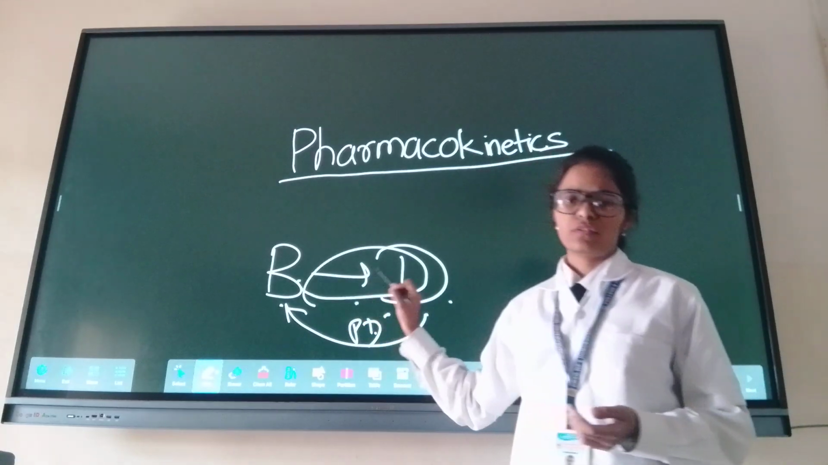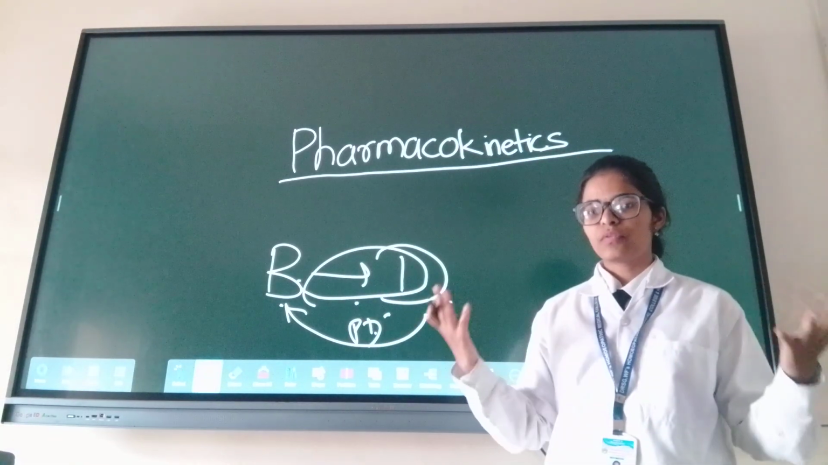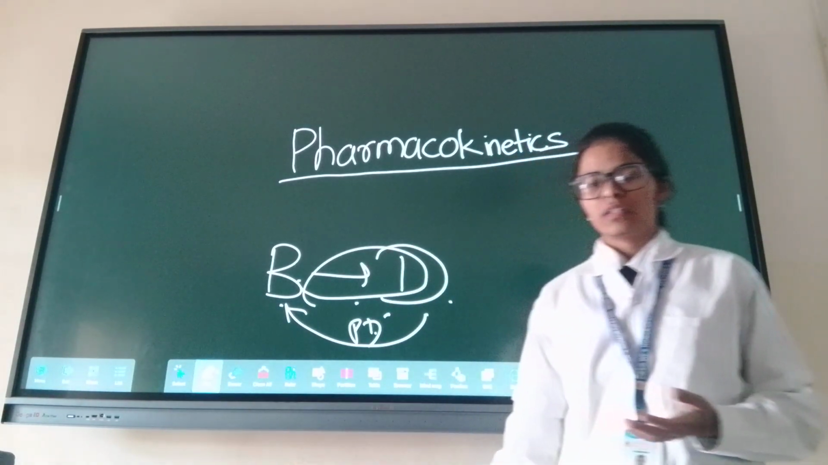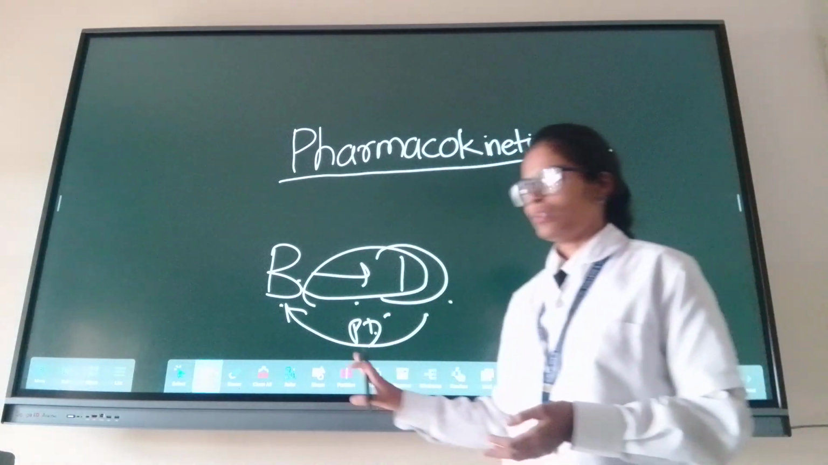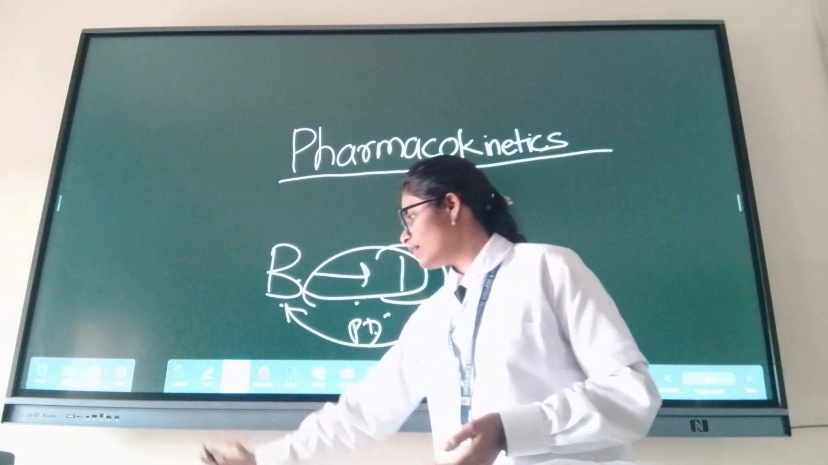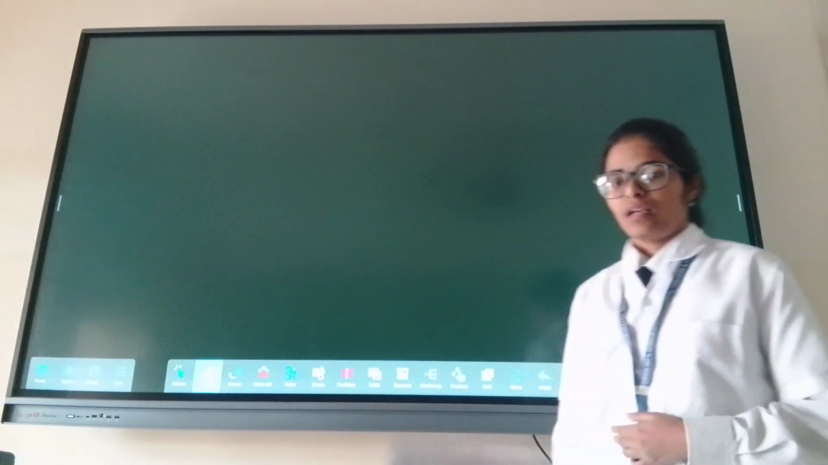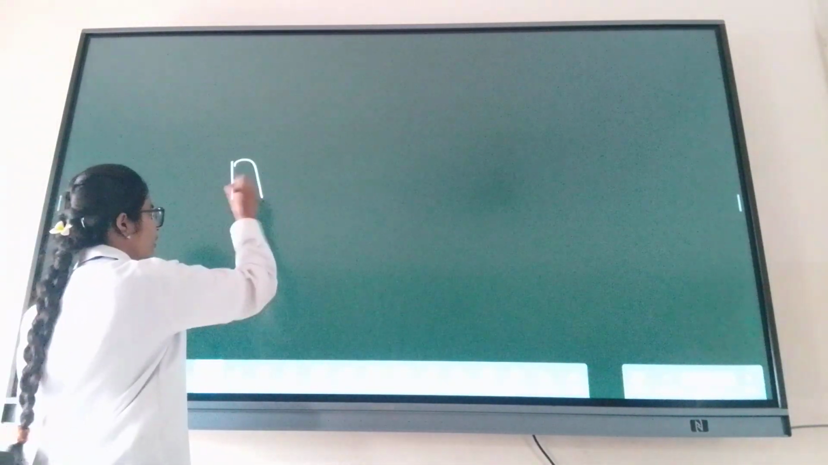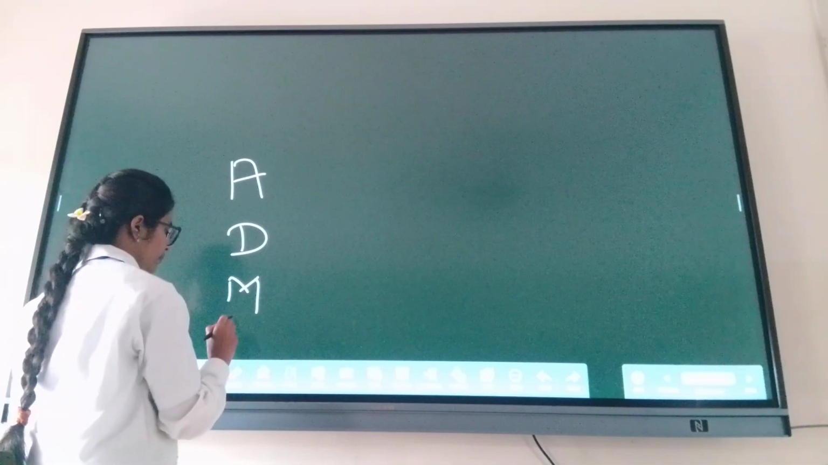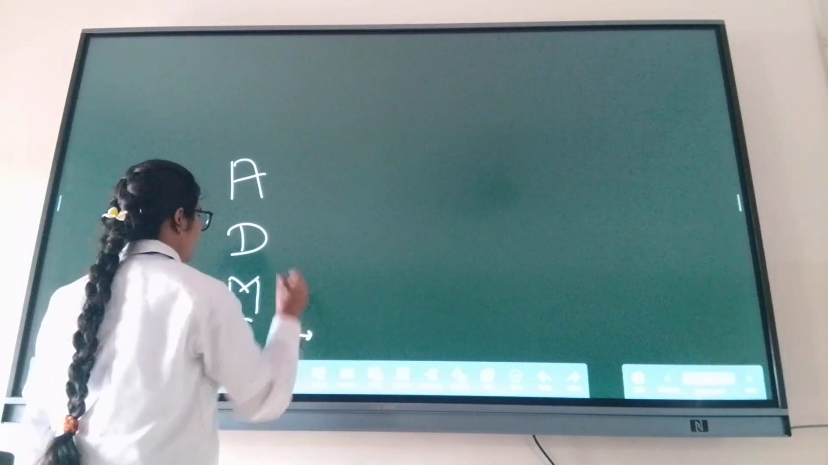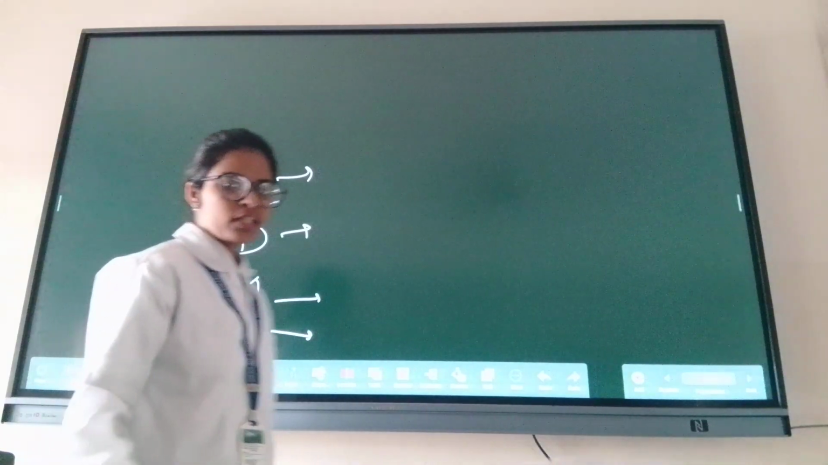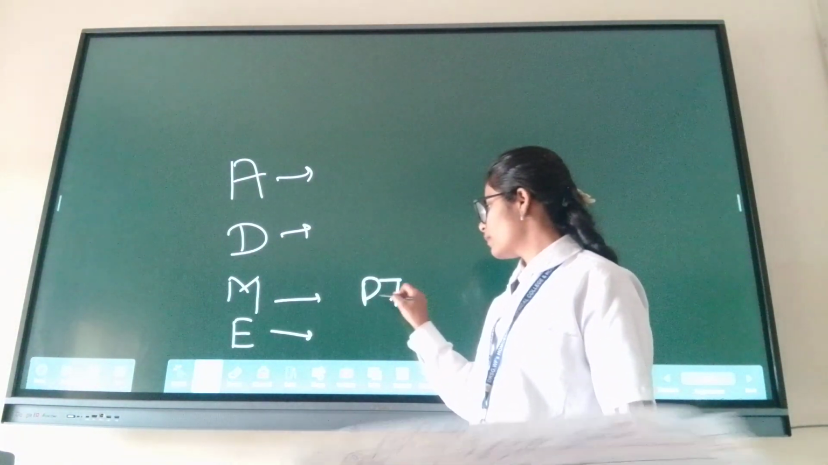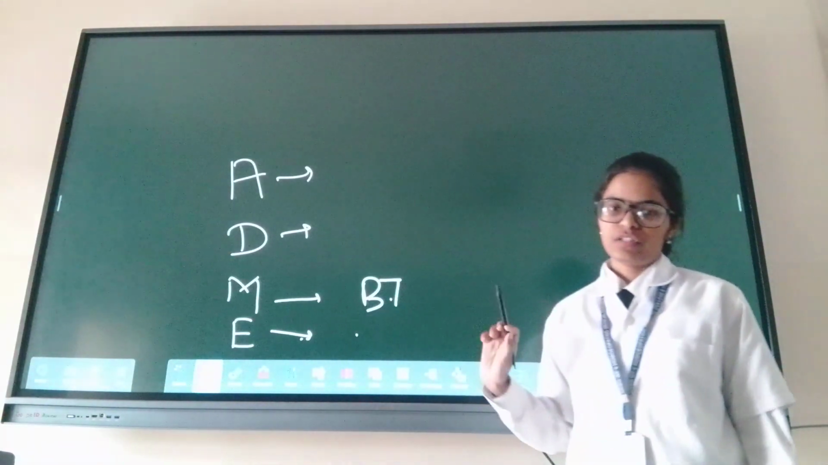Now what does the body do to the drug? It absorbs the drug, it distributes it, biotransformation takes place in the liver, and then it eliminates it through the kidney, the excretion of the drug. Now let's study it one by one. There are four processes in pharmacokinetics: A, D, M, E. A means absorption, D means distribution, M means metabolism or biotransformation, and E is elimination or excretion.